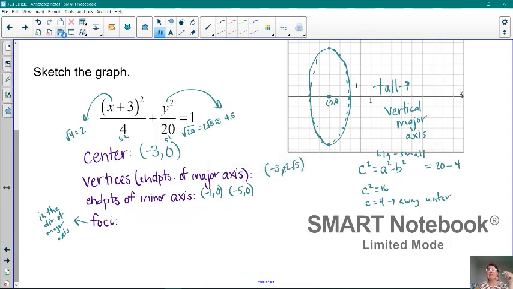So my major axis is vertical, so I'll go up. 1, 2, 3, 4. There's focus number 1. And down 1, 2, 3, 4. There's focus number 2. So that's at negative 3, 4. And at negative 3, negative 4.